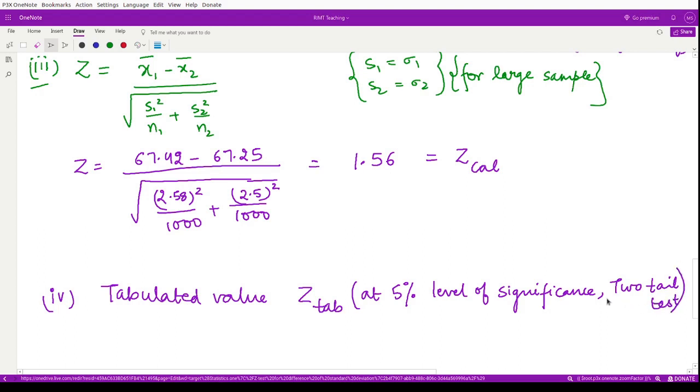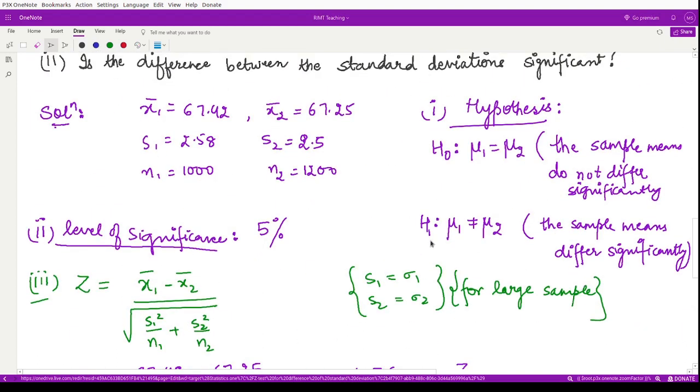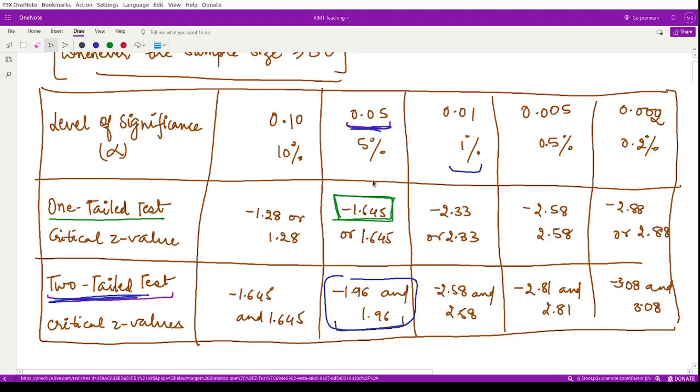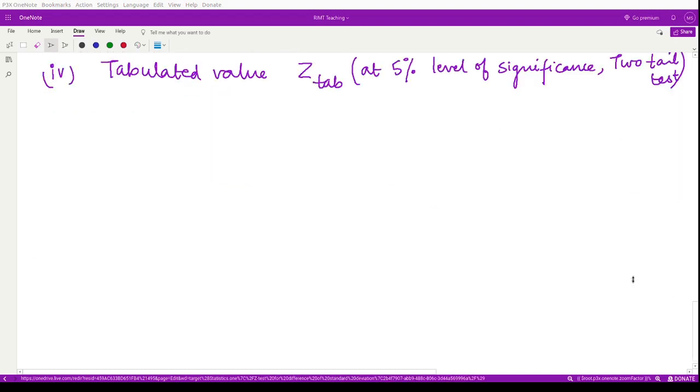Why two-tail test? Because if you look at your alternative hypothesis here, it has an inequality, right? So what would be this value? For that we would have to go back to the table. Minus 1.96. Yes, correct. For 5% level of significance and two-tail test, the value is minus 1.96 to plus 1.96. So Z tabulated value is equal to minus 1.96 to plus 1.96.